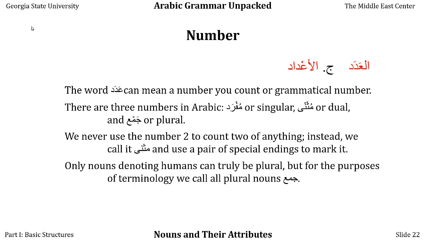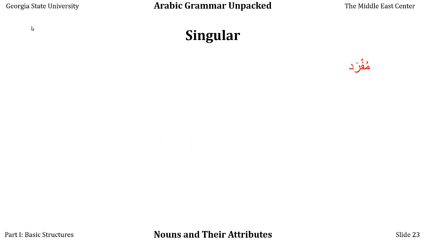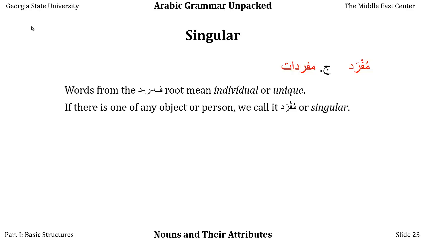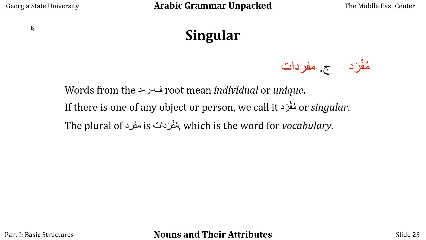So there are 3 numbers in Arabic, mufrad, or singular, muthanna, or dual, and jam', or plural. Let's start with singular, or mufrad. The plural is mufradat. Words from the fa, ra, dal root mean individual or unique, and if there is one of any object or person, we call it mufrad, or singular. Those of you who are English speakers shouldn't have any real problem with this.